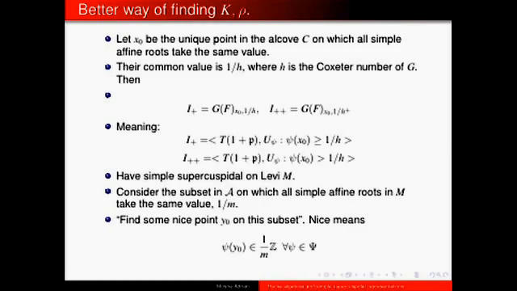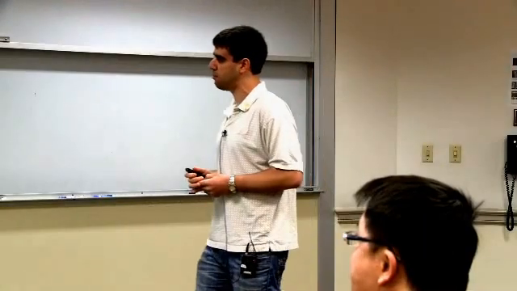What does that mean? Well, it means that I plus is generated by this group T1, T of 1 plus p, and all the affine root groups U psi, where psi takes the value greater than or equal to 1 over h at the point x naught. And I double plus is just the same thing, but with a strict inequality. So all affine root groups U psi, where psi takes the value strictly greater than 1 over h at the point x naught. It's another way of defining this I plus and I double plus group.